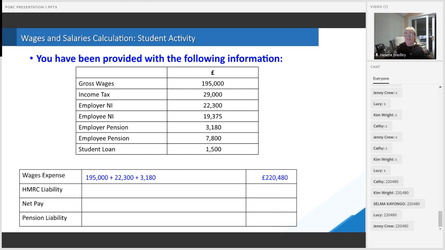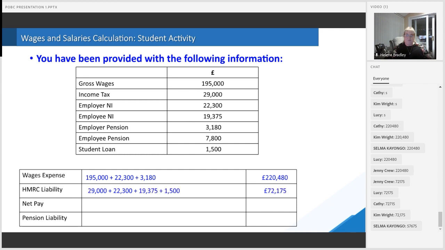What about our HMRC liability? So this is our income tax, the two NIs, and any student loan if it's relevant. So four figures: the income tax, the employer NI, the employee NI, and the student loan. What do we think, guys? What's that figure? Spot on, well done.